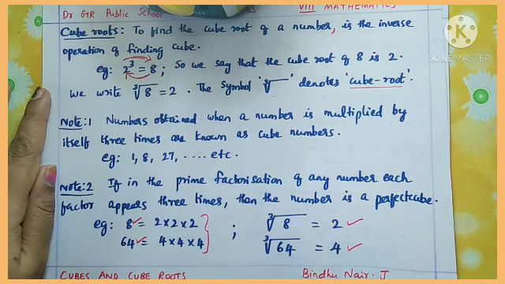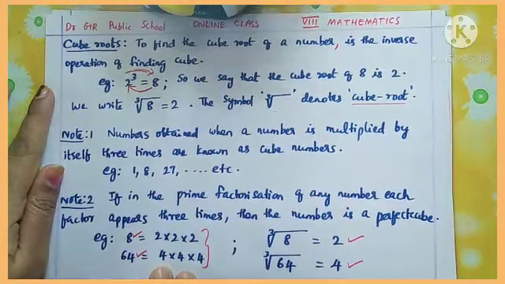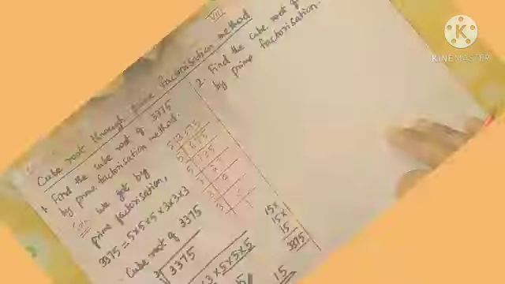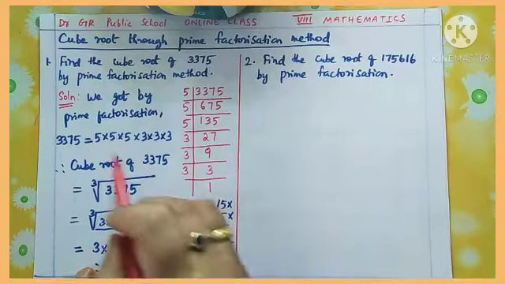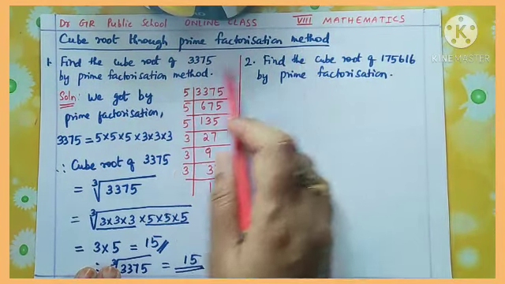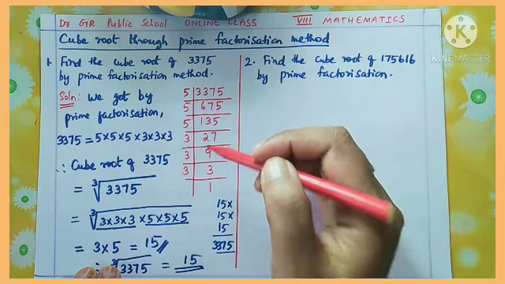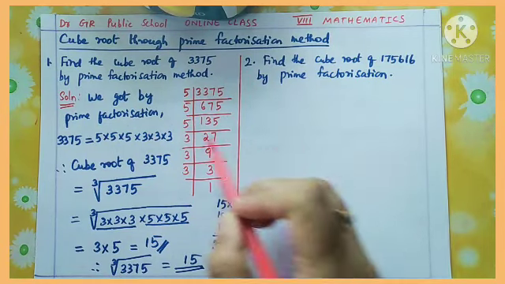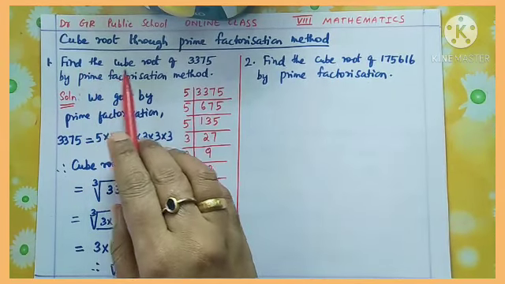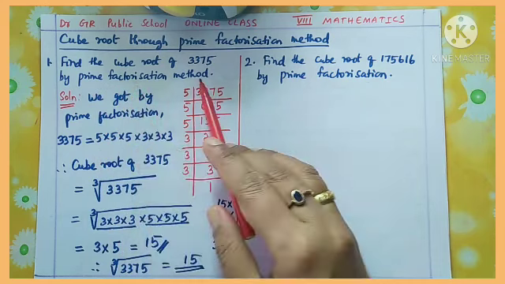Now we are going to see some of the methods to find out the cube root of a given number. Now see this question. Cube root through prime factorization method. So we are applying the prime factorization method to find the cube root of a number. So see this question. Find the cube root of 3375 by prime factorization method.